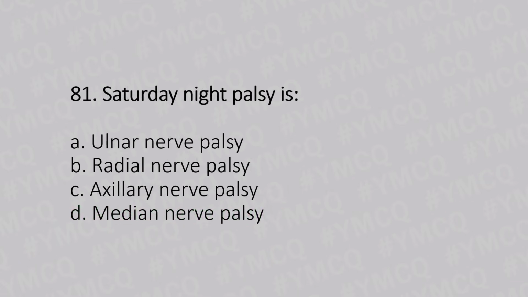Moving to our 81st question. Saturday night palsy is option A, ulnar nerve palsy. Option B, radial nerve palsy. Option C, axillary nerve palsy. Option D, median nerve palsy. And the answer is option B, radial nerve palsy.